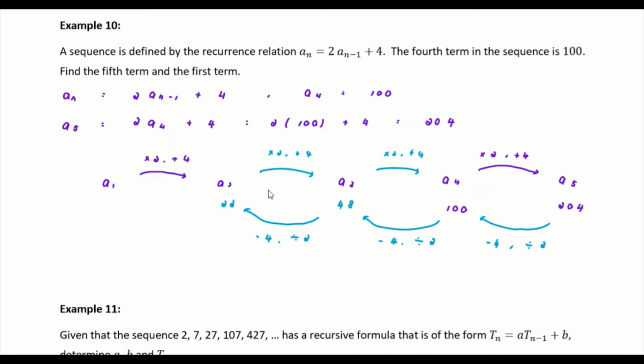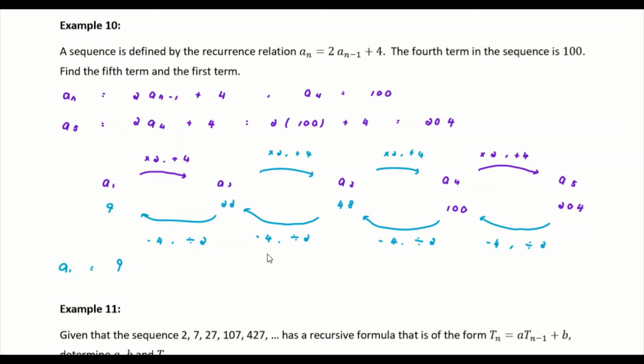Okay, so we are very near to our answer already. So 22 minus 4, divided by 2. And what can we get? 22 minus 4 is 18. 18 divided by 2, which is 9. So you can see 9 times 2, 18. 18 plus 4, 22. So that's why that's correct. So in this case, our A1 is just basically equal to 9.